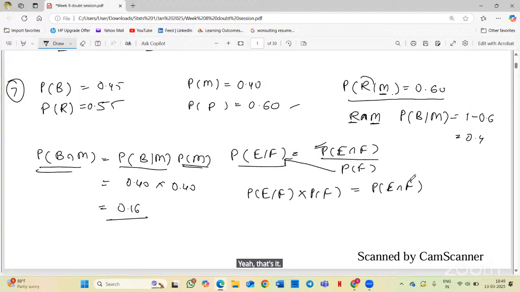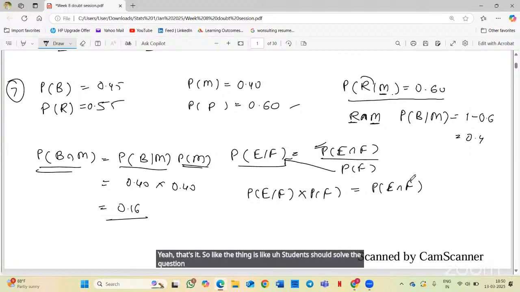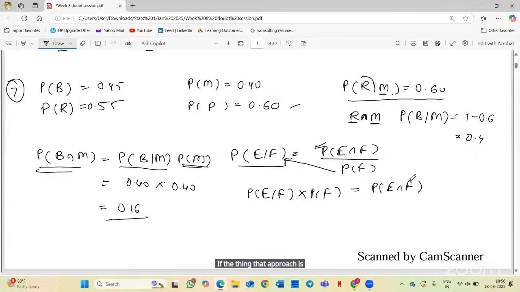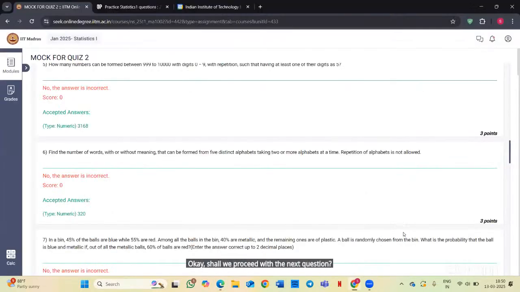Students should solve the question according to the approach they consider easy. If they think that approach is easy for them, they can use it. It's fine, but the answer should be the same. That's my point. Is this question clear to everyone? Shall we proceed with the next question?